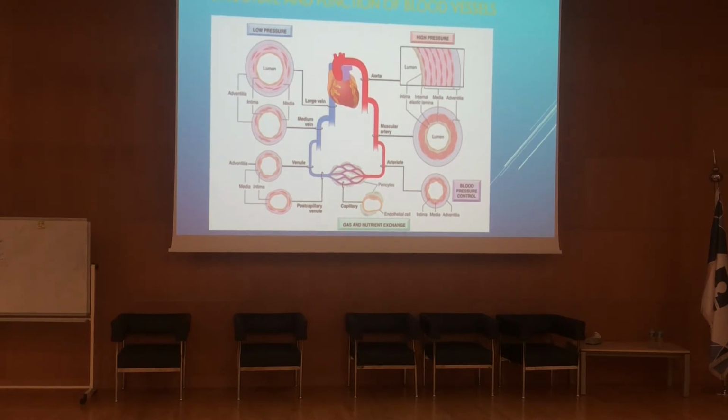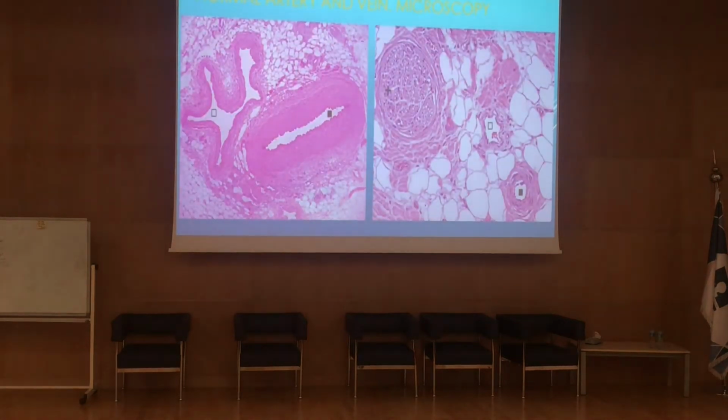Then we have the muscular ones, which are medium size. Mostly they are muscular, and then the small ones. If you compare arteries with arterioles, you can see how thin the wall is compared to the artery. Even in the larger one, you can see only a small amount of smooth muscle. Now this is a diagrammatic picture. Now if you see under the microscope, this is a real picture.